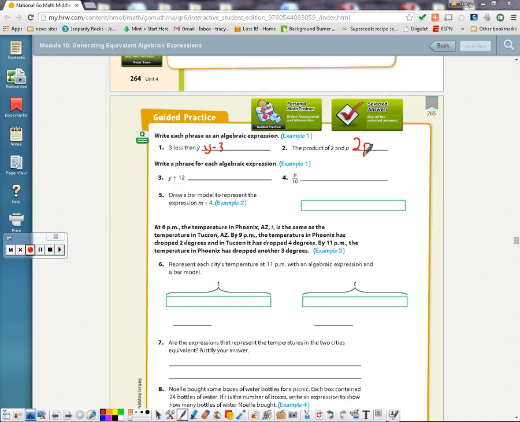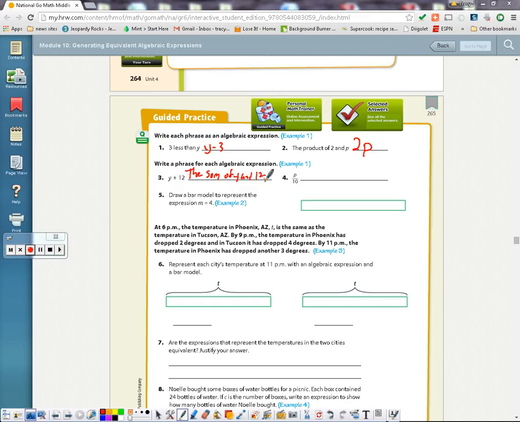Okay, so who's got an answer for number 3? Spencer. The sum, which means addition, of y and 12 is correct.